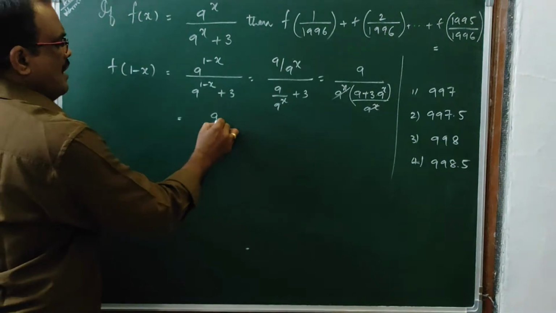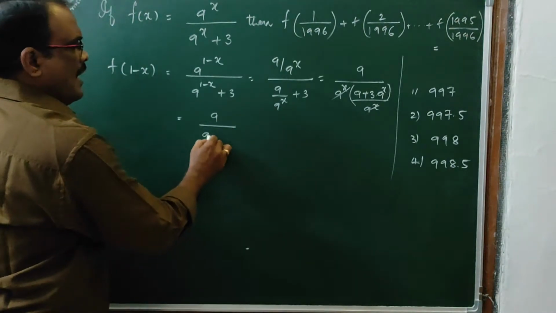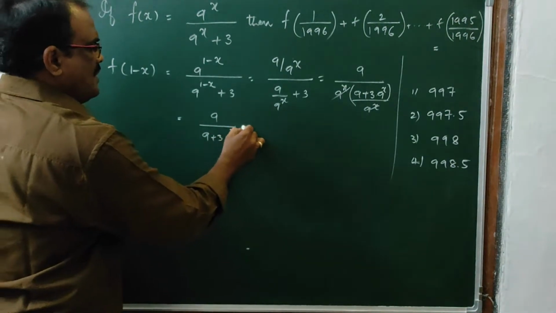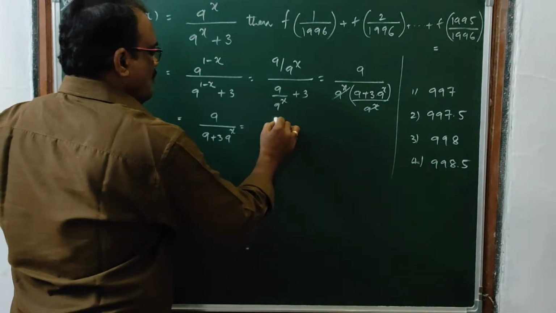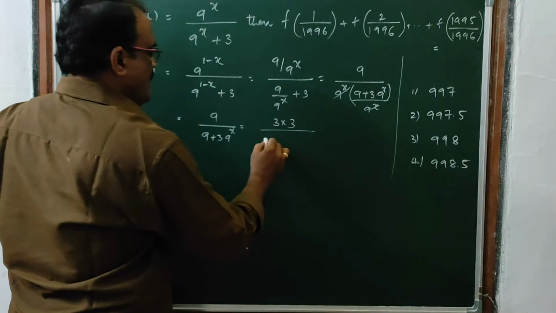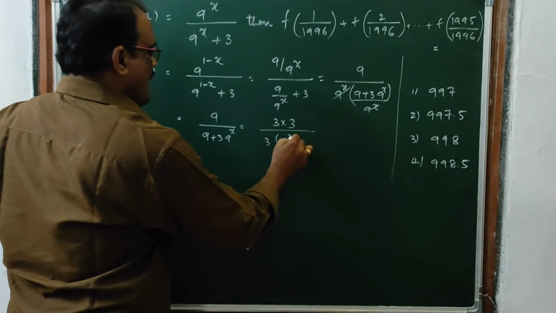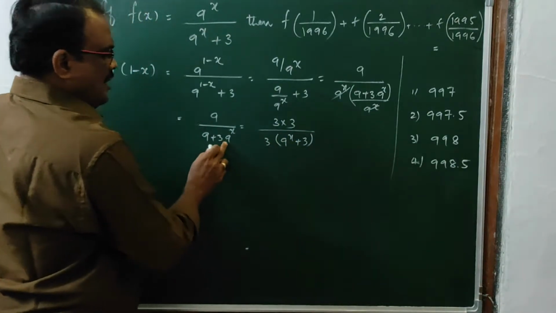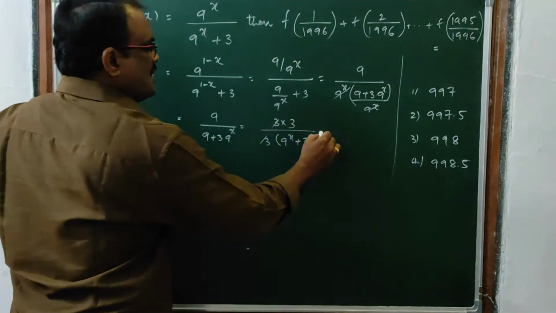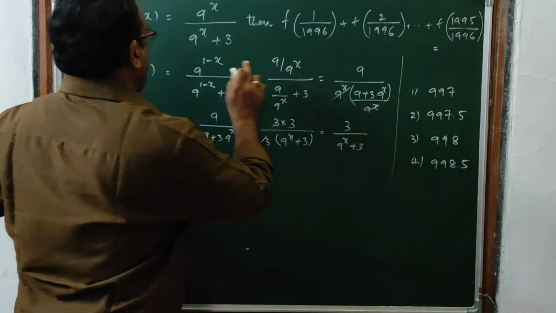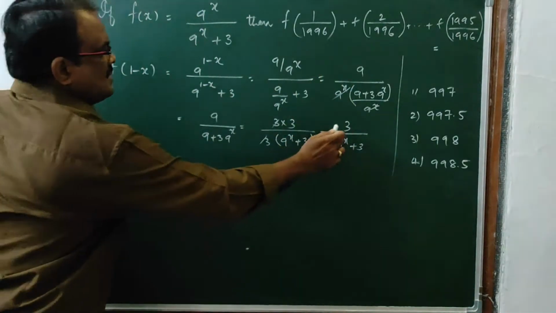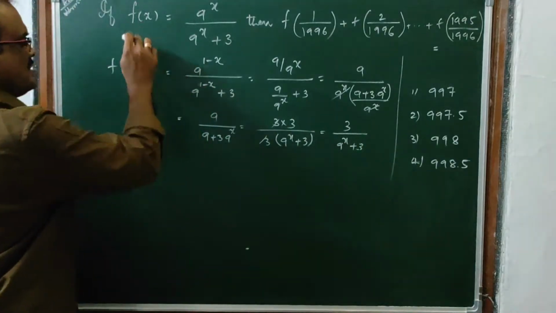What we are having? 9 by 9 plus 3 into 9 power x. If you take 3 as common, 3 into 3 by 3 into (3 into 9 power x plus 1)... again 3 gets cancelled: 3 by 9 power x plus 3. So, f of 1 minus x is 3 by 9 power x plus 3.